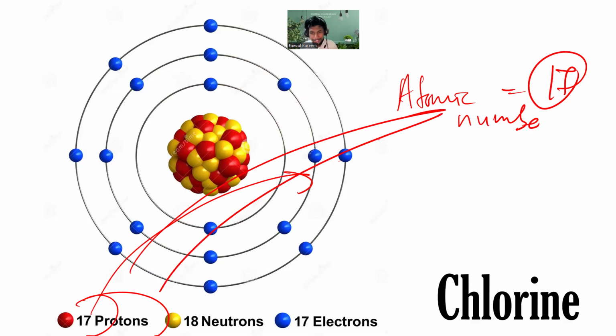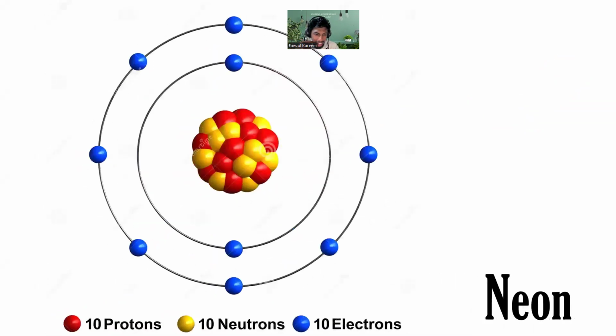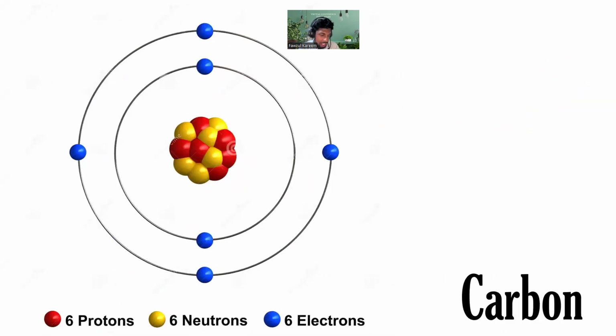Number of protons is equal to atomic number. So here 17 protons are there, so atomic number is also 17. Got it? Right, okay. Then how many protons are there in carbon? 6 protons are there. Then what is the atomic number of carbon? 6. Okay, very good.